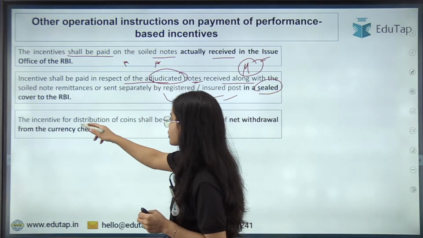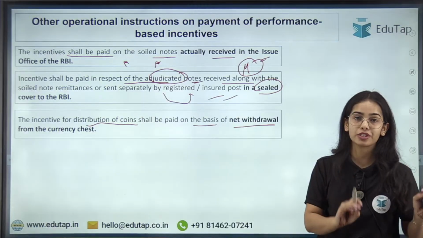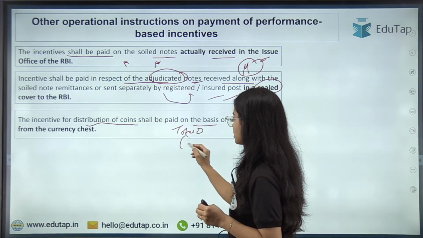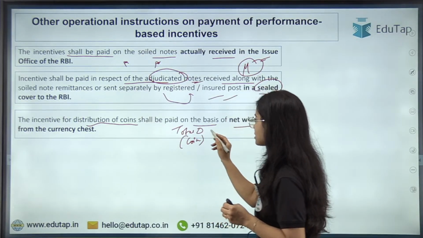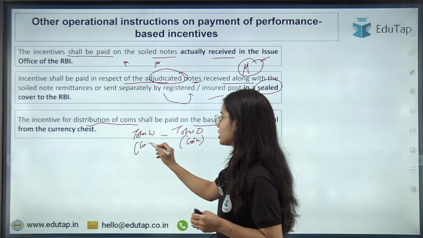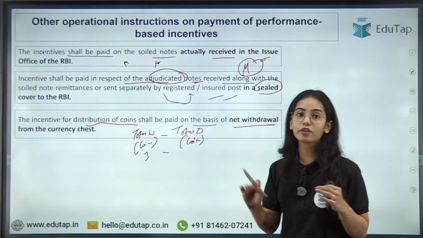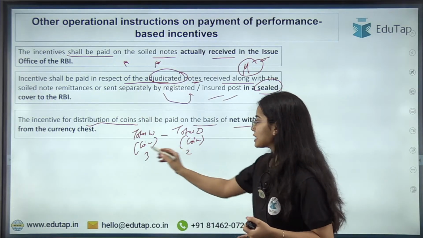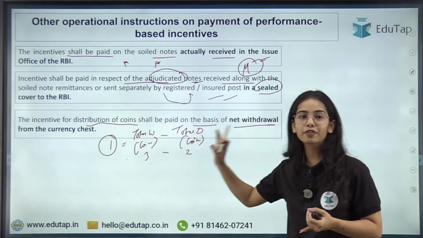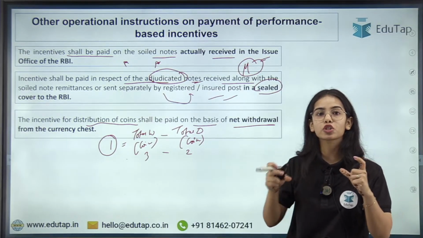The incentive for distribution of coins shall be paid on the basis of net withdrawal from currency chest. So basically, total withdrawal of the coins minus total deposits of the coins. So let's say the total withdrawal of coins is 3 bags minus total deposit of the coins is 2 bags. That means incentive will be given on only 1 bag. So this is the net withdrawal of the coins, that is, total withdrawals minus the total deposits.